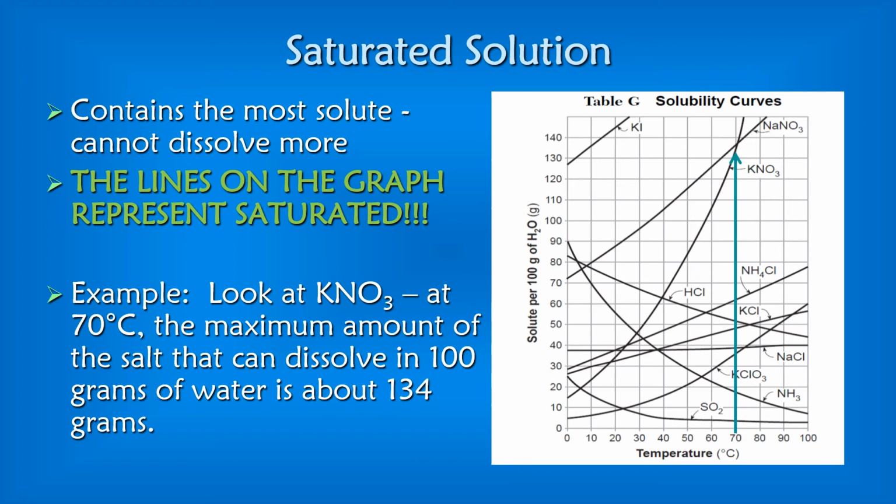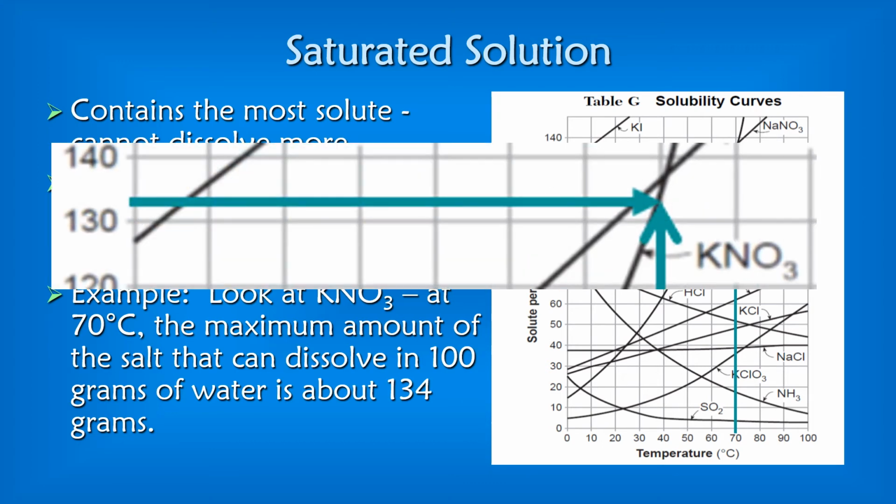So basically, here we are at 70 degrees Celsius. And then if we also draw a line with the y-axis to see how many grams of this substance is going to dissolve in 100 grams of water, that turns out to be about 134 grams. So if we dissolve 134 grams of potassium nitrate in 100 grams of water at 70 degrees Celsius, it's going to be a saturated solution. However, we cannot dissolve any more of this solute in the water. So if we add more potassium nitrate, it won't dissolve.